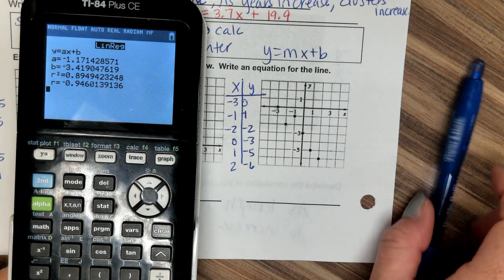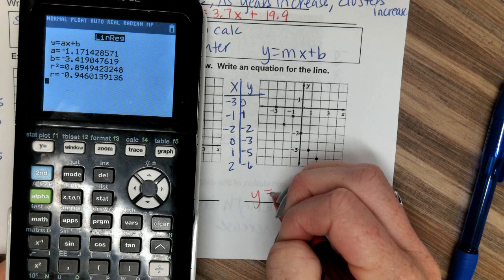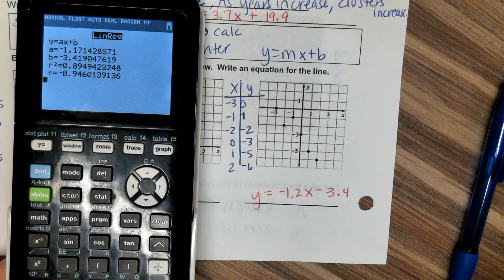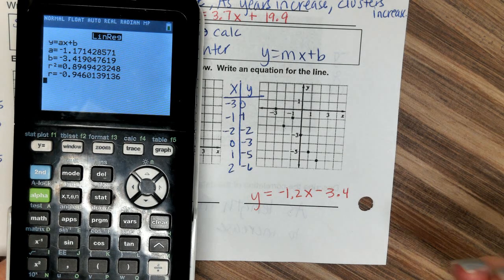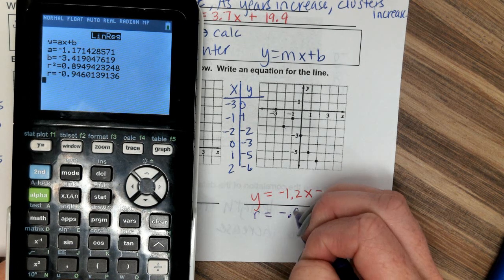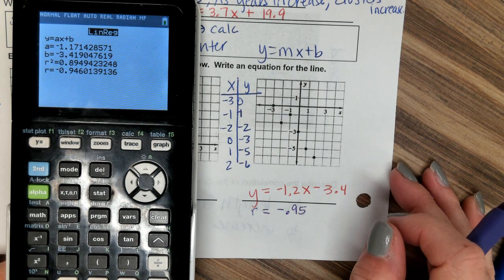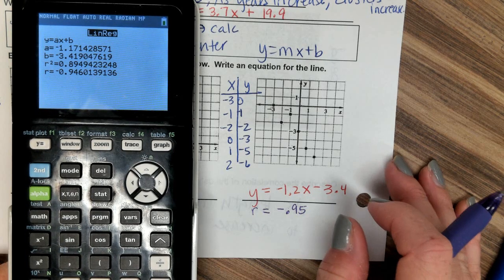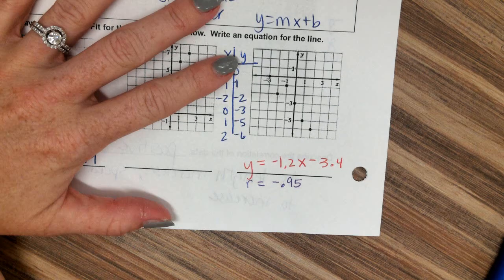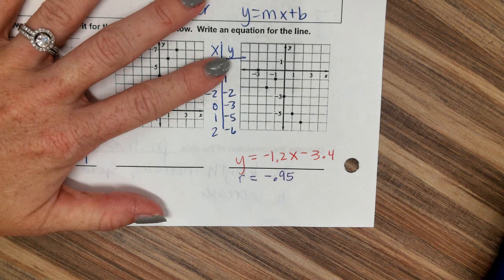When you write your equation, round to the tenths place. When you do the correlation coefficient, I would round to the hundredths place because it's just more accurate to see how strong it is. All right, is this a strong or a weak relationship? Strong what? Strong negative.